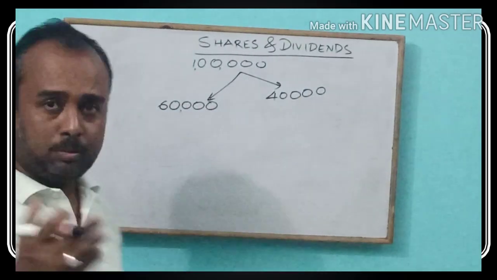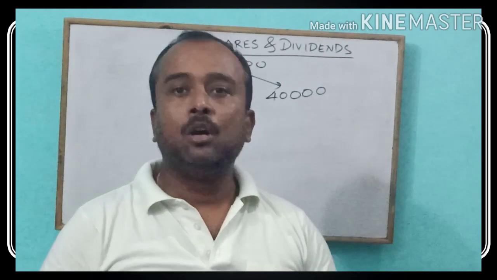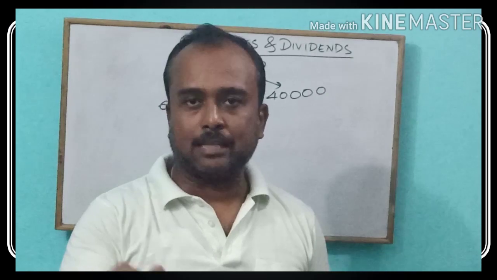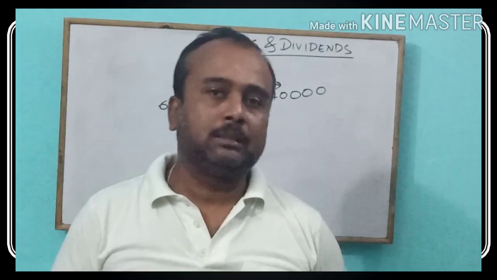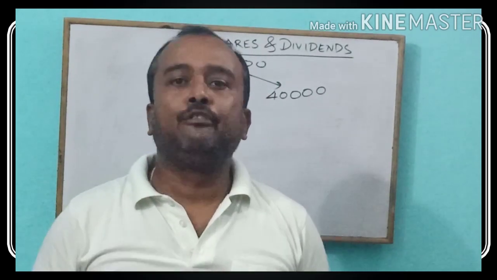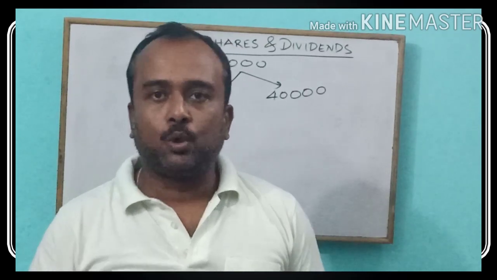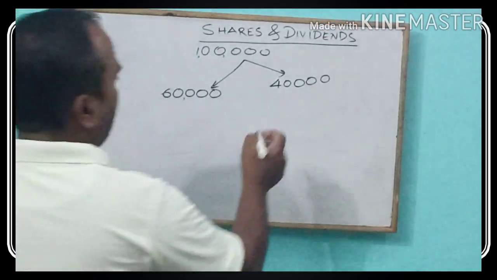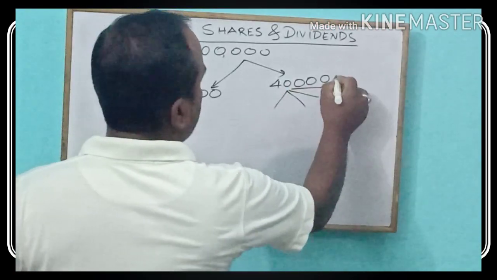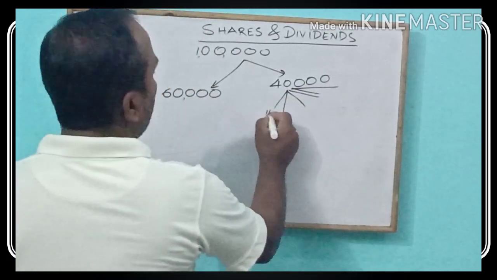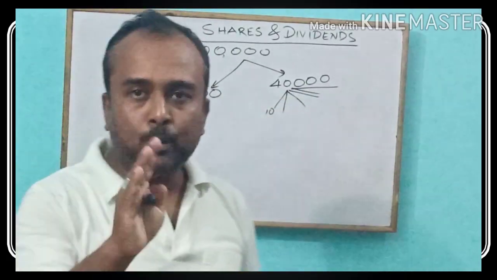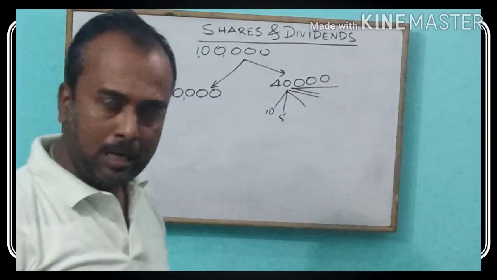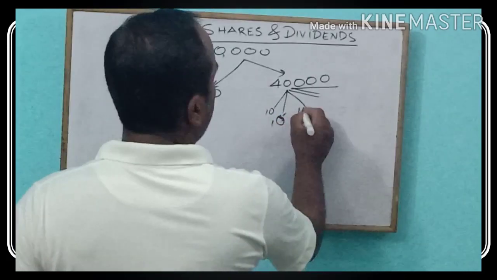Now there may be persons who are interested in paying the full amount of 40,000, and some may have a very small amount. So there may be a type of ambiguity about what to invest, how much, and many more questions. So the company tries to divide it into small parts. Say 10 rupees you can invest. A minimum you have to invest 10 rupees, or say 5 rupees, whatever it is. Suppose you have to invest 10 rupees each.